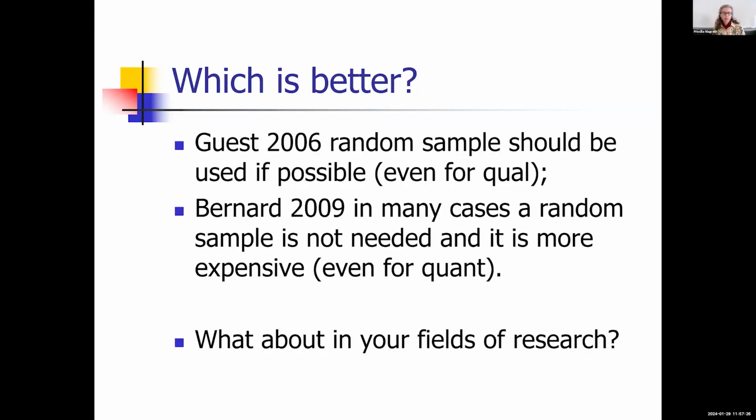So at the end of the day, which one is better? A researcher called Guest, in an article in 2006, argues that a random sample should be used if possible, even if it's qualitative research, because it will strengthen your results. But Russell Bernard, in his textbook of research methods for anthropology, says in many cases a random sample is not needed and it's more expensive. So he says even for quantitative, don't use a random sample if you don't have to, because it's going to be more expensive. So I invite you to think about your field of research and whether random sample is necessary.